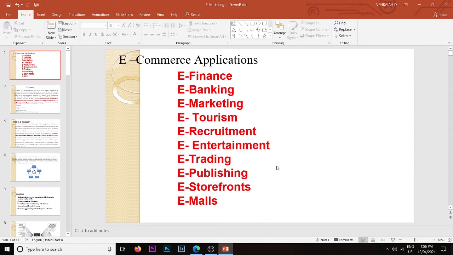What are the e-commerce applications? Here is a list of e-commerce applications. One is e-finance, e-banking, e-marketing, e-tourism, e-recruitment, e-entertainment, e-trading, e-publishing, storefronts, and malls. Okay, so here only a few are shortlisted.